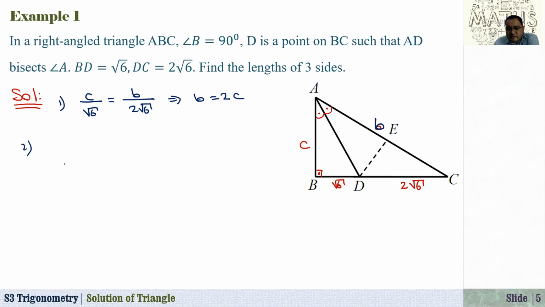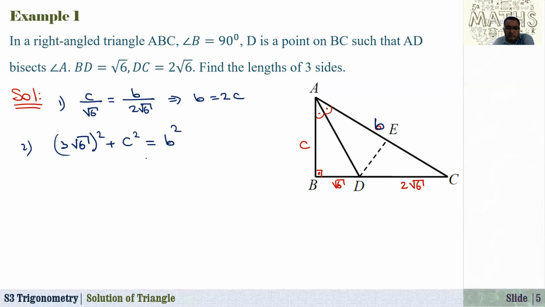The second one is, since ABC is a right angle triangle, I can use Pythagorean theorem to find the value of B and C. Pythagorean theorem says A squared plus B squared is equal to C squared. Here the shorter side BC is 3 times square root of 6, so 3 times square root of 6 squared, and the second shorter side is C, C squared, is equal to B squared.